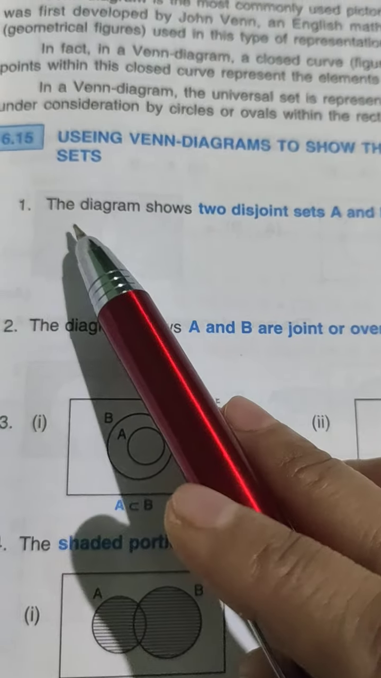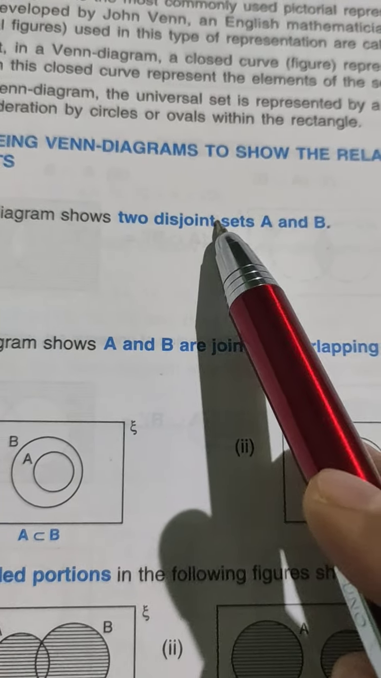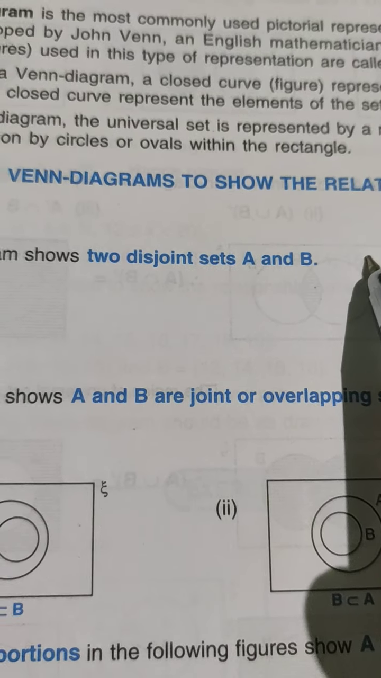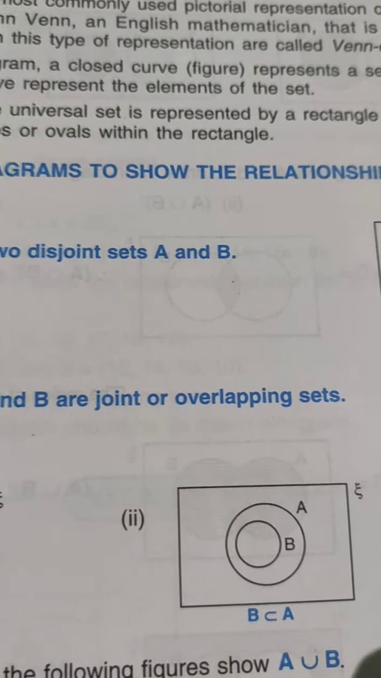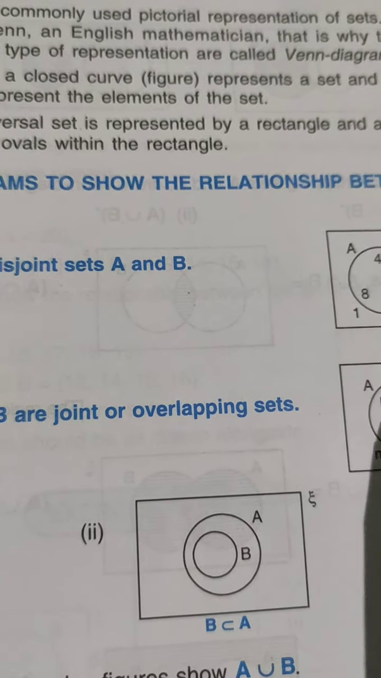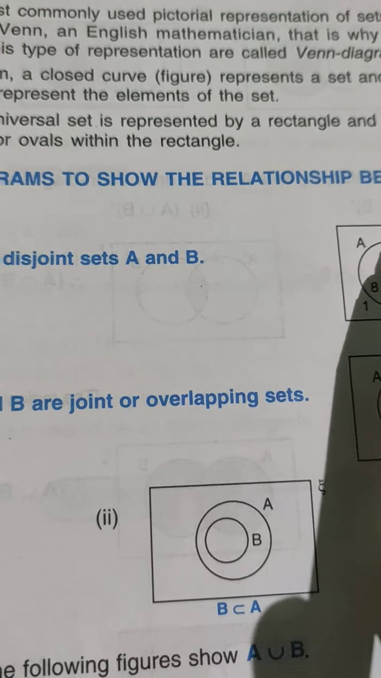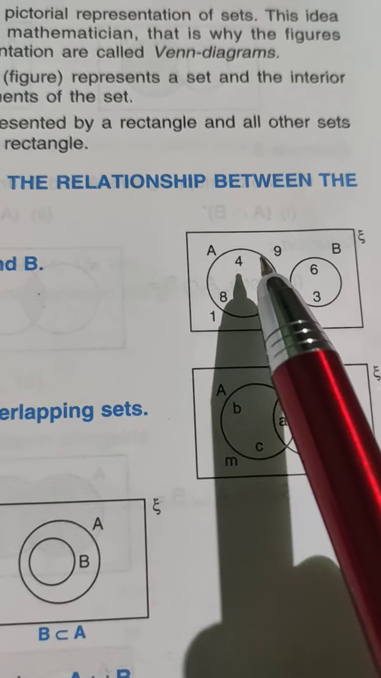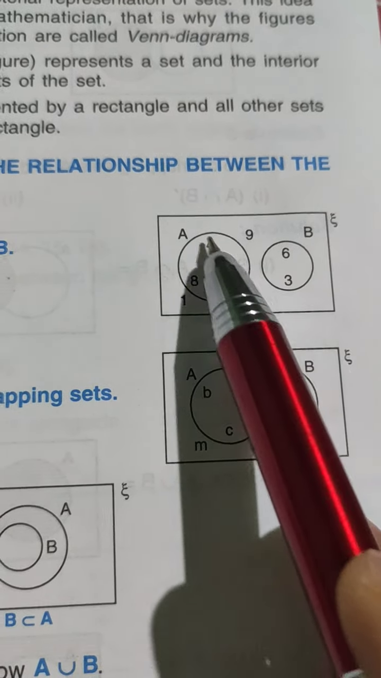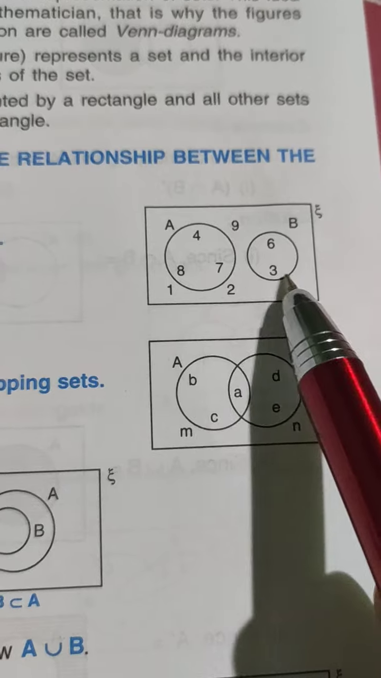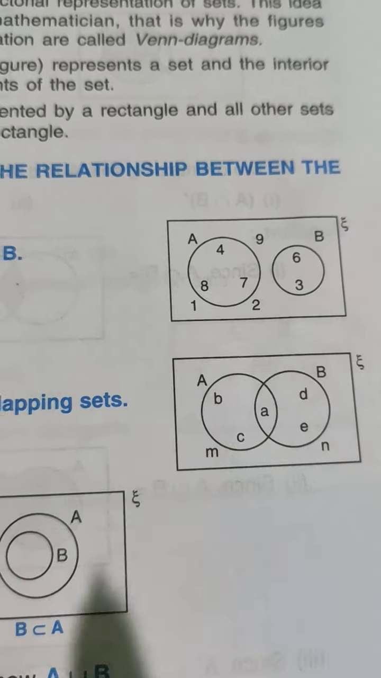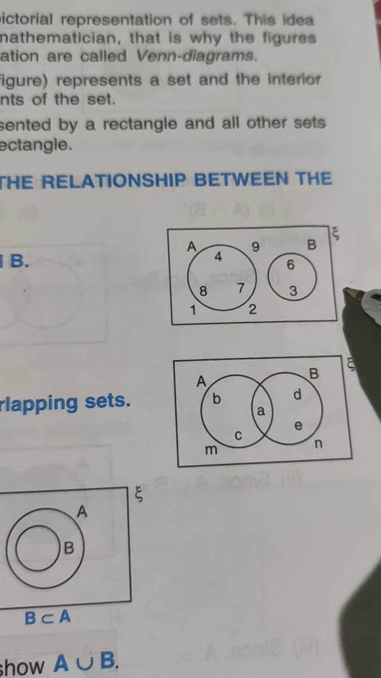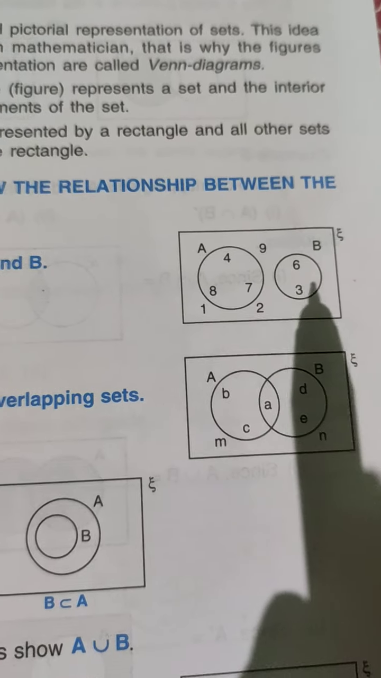The diagram shows two disjoint sets A and B. You know what disjoint sets means? Disjoint sets means if no element is common in set A and set B, they are called disjoint sets. Set A and set B should not have any common element. For example, 4, 8, 7 in set A and 6 and 3 in set B. Any common element? No. So this is called a disjoint set. So this is the Venn diagram of two disjoint sets.